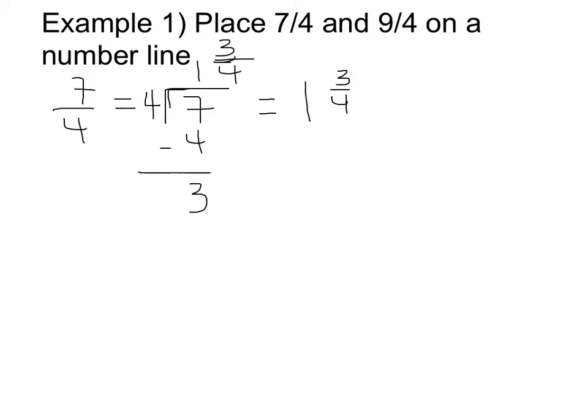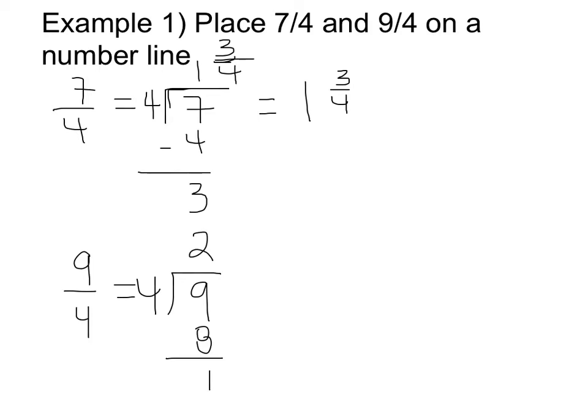We're going to do the same thing for 9/4. So we're going to take our 9/4 and quickly divide that. 4 goes into 9 2 times. 2 times 4 is 8. We used to call this a remainder of 1, but now we're going to say that's 2 and 1/4. So we know our two values are 1 and 3/4 and 2 and 1/4. 2 and 1/4 is, of course, going to go between 2 and 3.